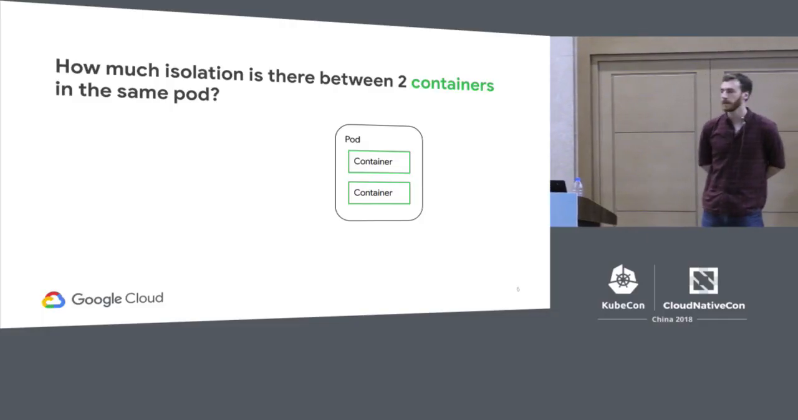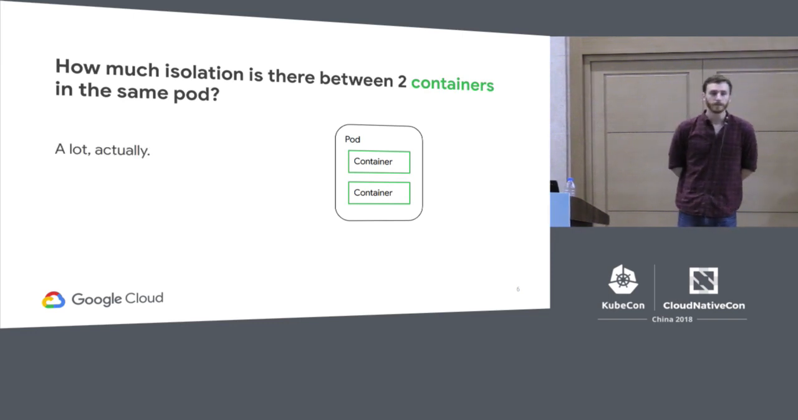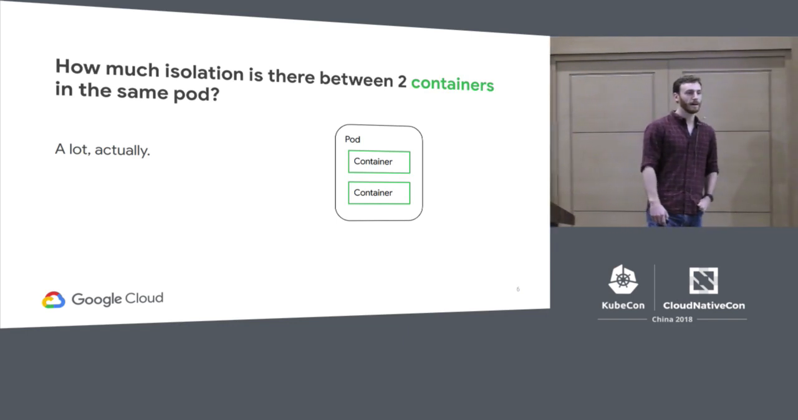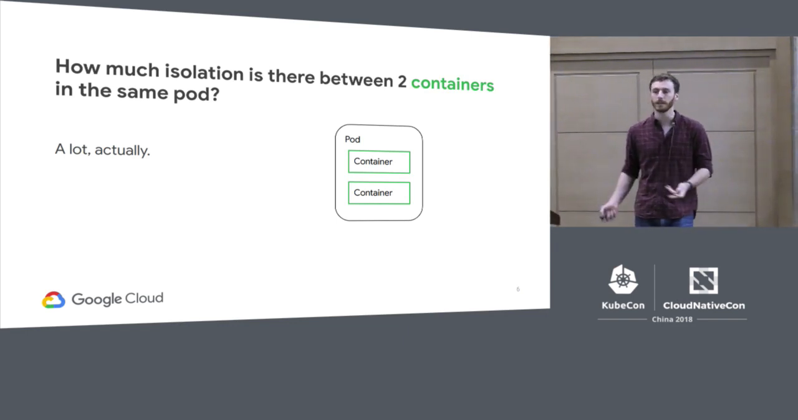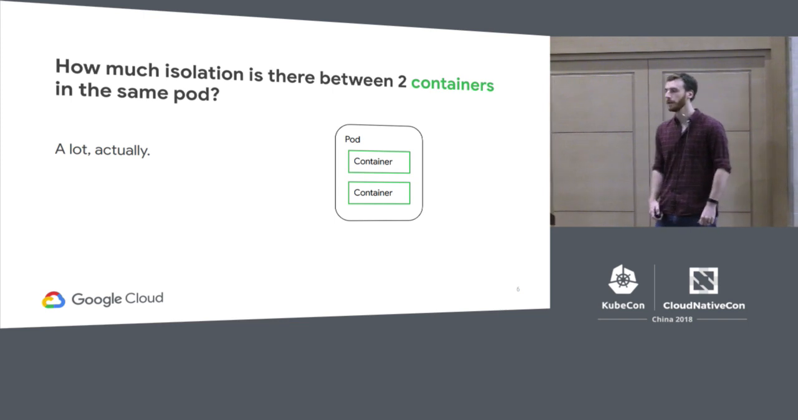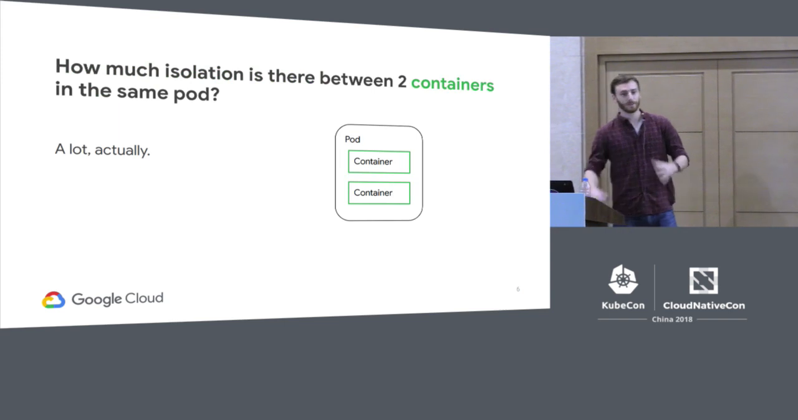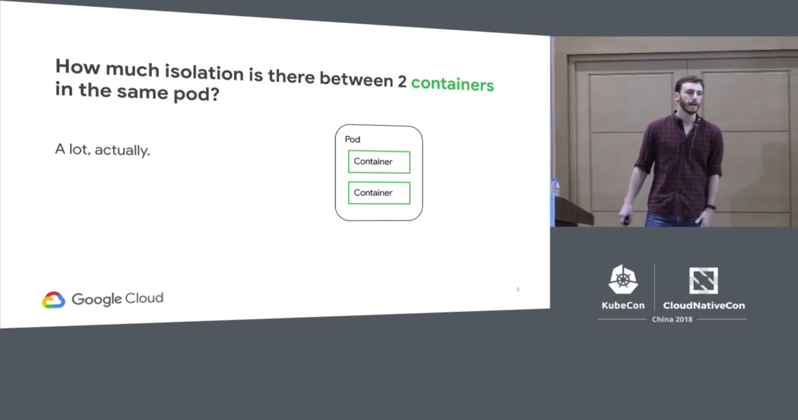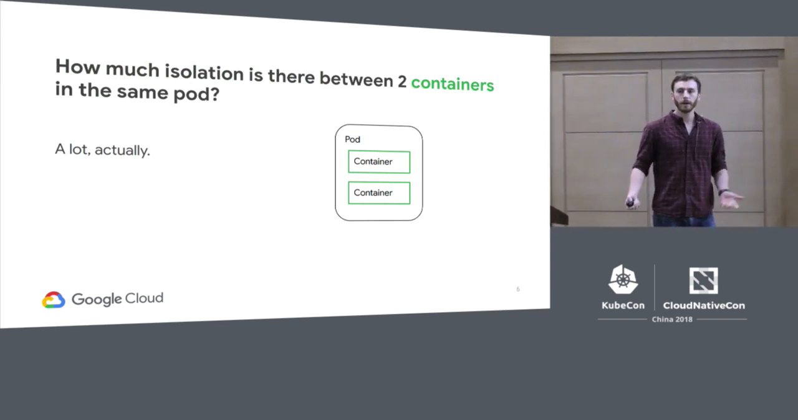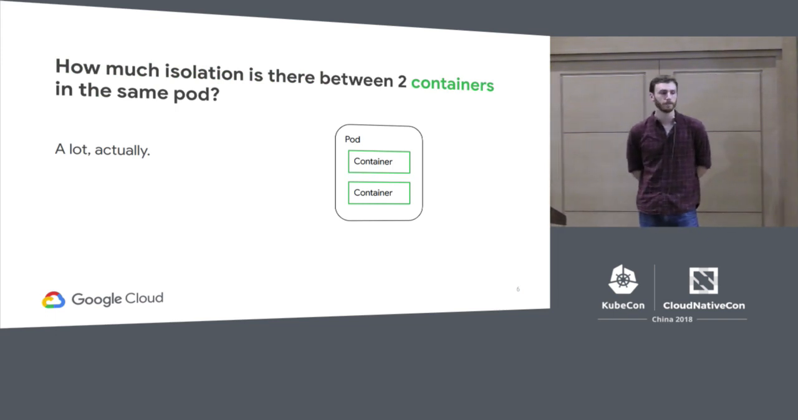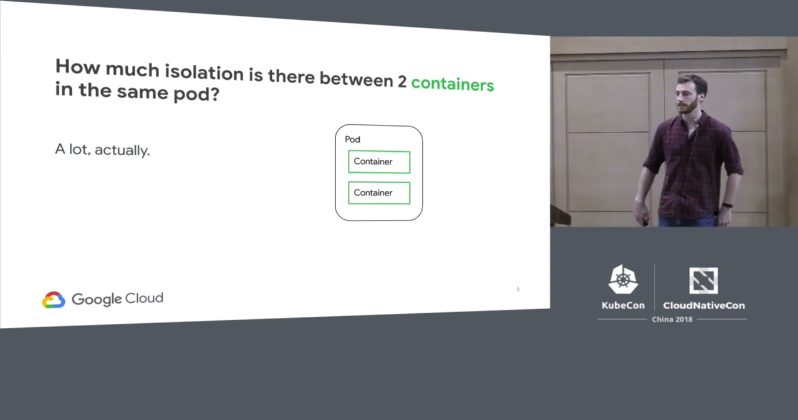So let's start with containers. How much isolation is there between 2 containers running in the same pod? There's actually quite a bit. Docker has done a lot of good work on coming up with good security defaults, and we've adopted those in Kubernetes. And short of known vulnerabilities, it's very hard to escalate privileges out of a container if you're using best practices.